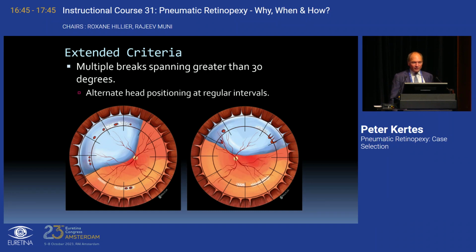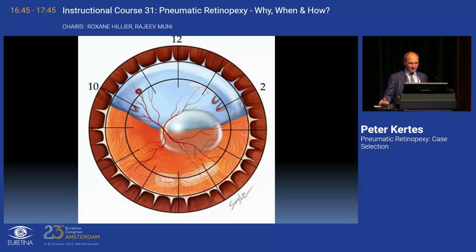So these are a little more complex. These are patients with multiple breaks spanning greater than 30 degrees. So we systematically reattach the retina, taking these breaks into consideration. And once everything's attached and lasered, we alternate their head positions. So let's look at an example of these.